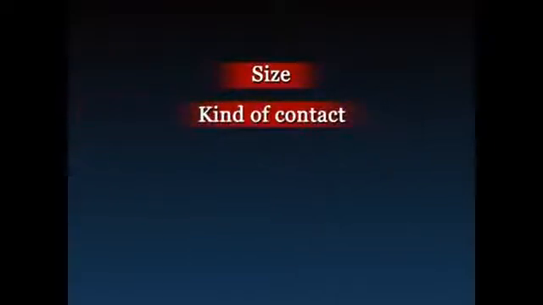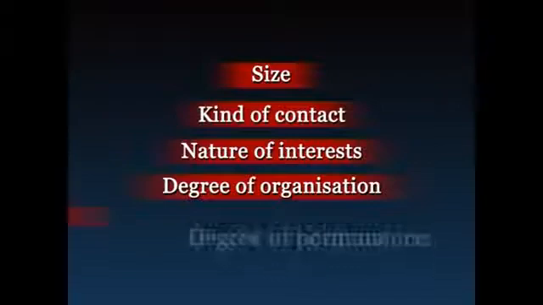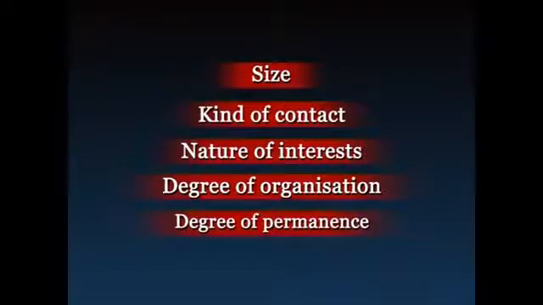Different sociologists have classified groups in different ways. Various thinkers have chosen many criteria or bases for the classification of social groups such as size, kind of contact, nature of interest, degree of organization and degree of permanence, etc. Some of these bases have received more attention than others.